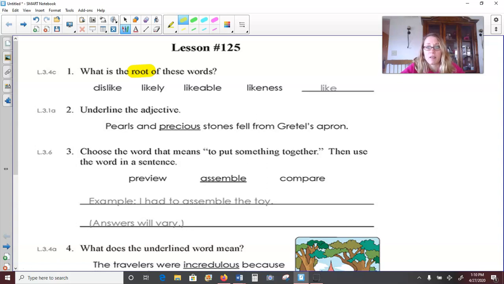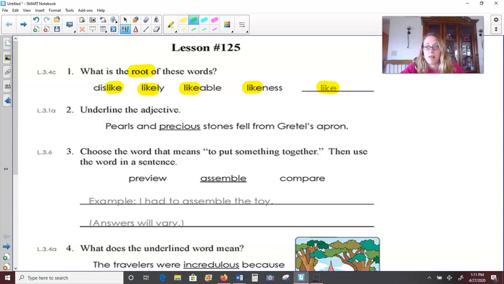Dislike, likely, likable, or likeness. Well, in each word, we see or hear the word like. So that would be our root word. And the other parts of the words would either be the suffix or the prefix that's added on. But our root word, which is our main word, is like.